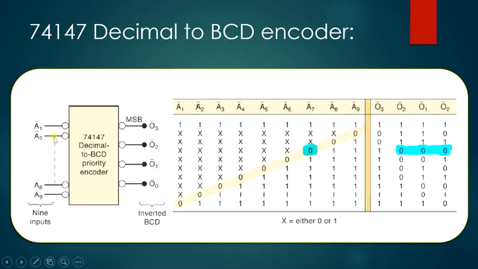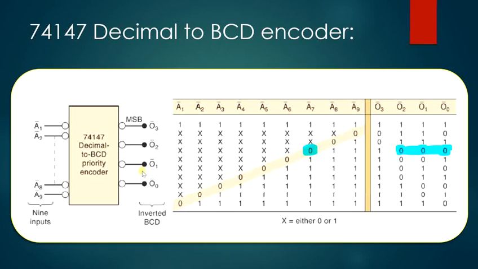Because you have 9 inputs which are active low and 4 outputs which are active low, the output that you obtain is an inverted BCD, if you observe here. If you want to obtain a BCD output, what you need to do is use a NOT gate here so that you get the correct BCD output.